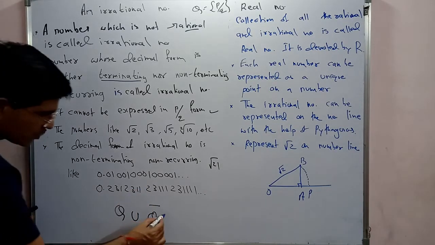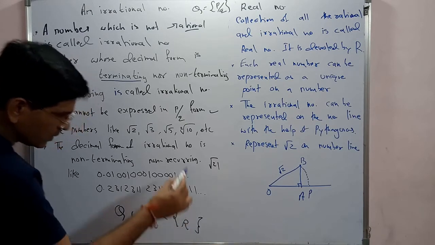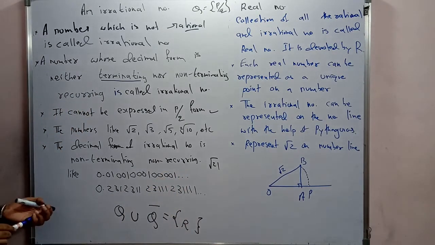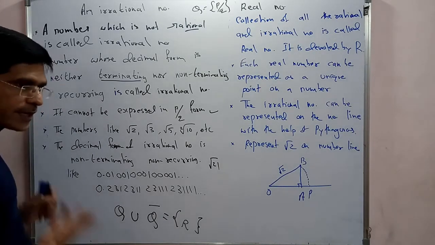So if we join them, there is one number we get, which we call a real number. Again, rational union, it's the sign of union. This means हम लोग उसको combine करेंगे. किसको combine करेंगे?